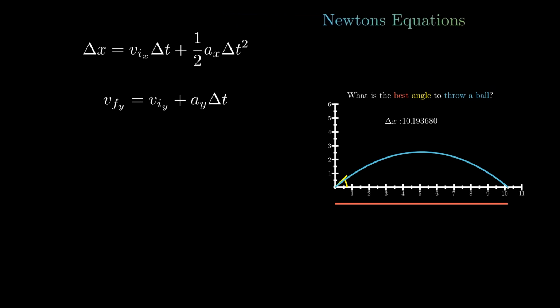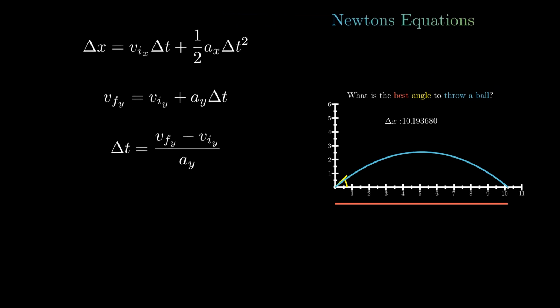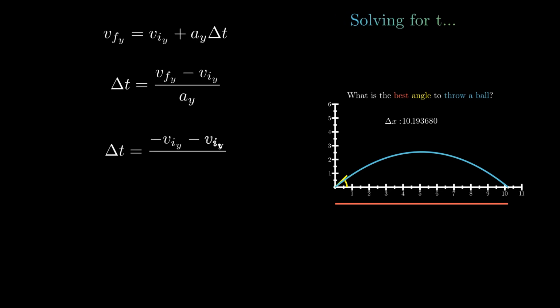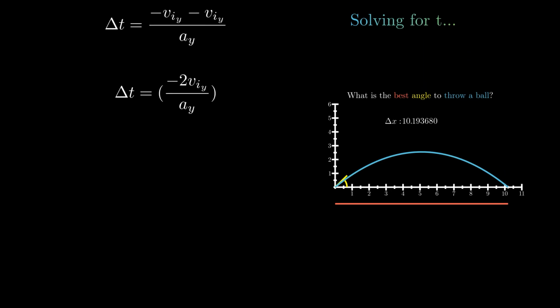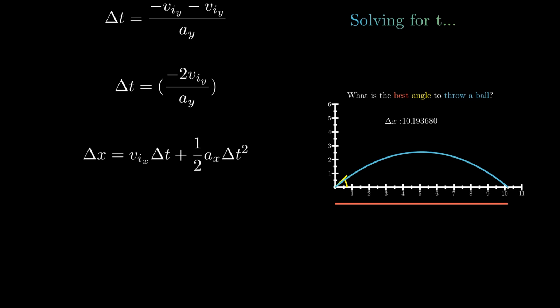Writing this in terms of delta t, we get... now we have another problem. This equation depends on the final velocity of the ball, which we don't know. What we do know is the initial velocity of the ball. And luckily we know that the y velocity that the ball has when it lands is the same as the velocity it has when it leaves your hand. So now that we have an expression for t, we can substitute it in.